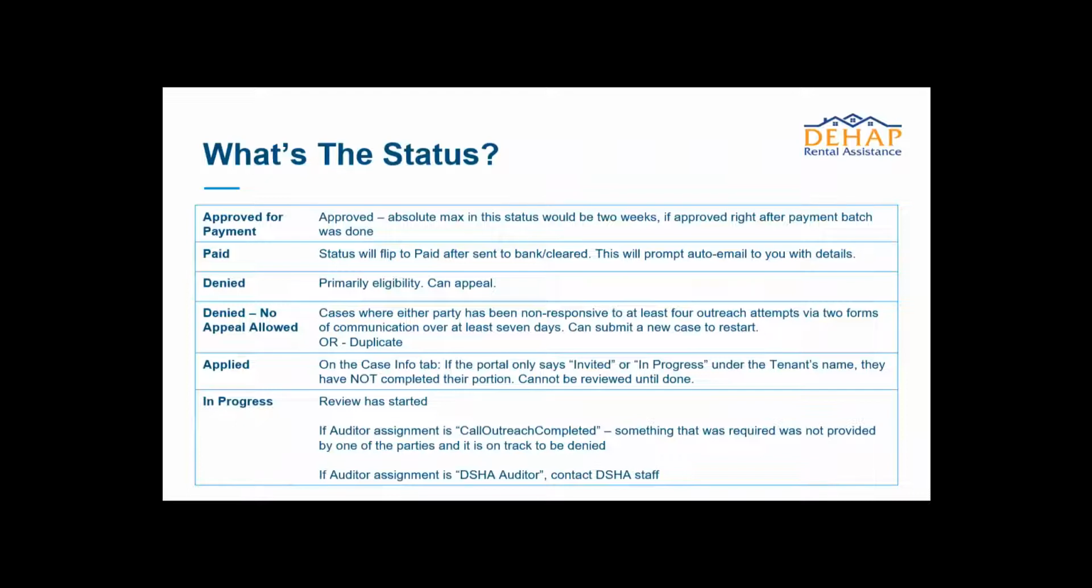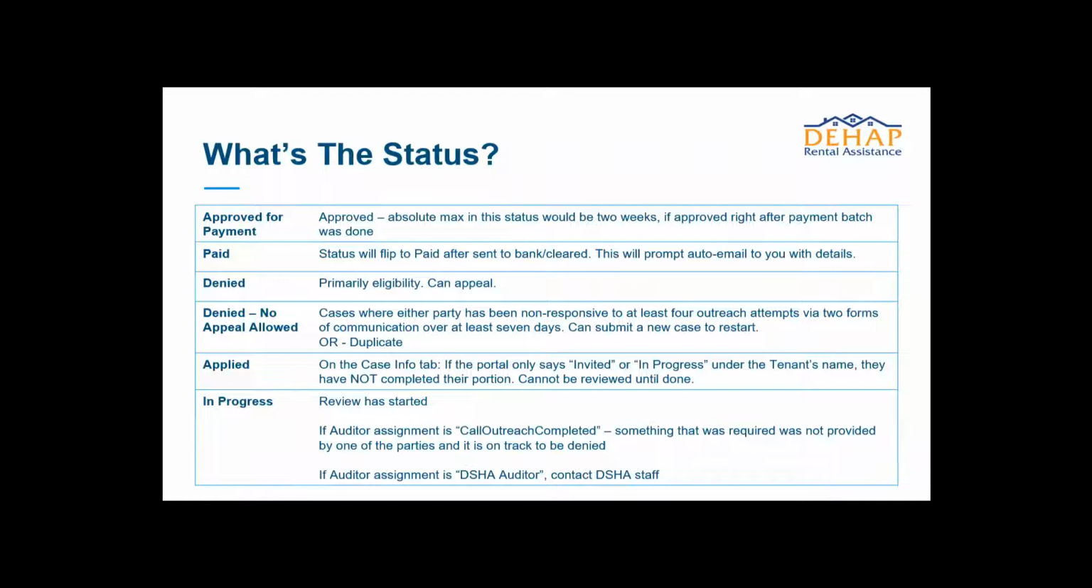An auditor can also assign it to call outreach completed, and that means that there's something that's required that we haven't gotten back yet. We're not denying the application yet, but it's just hanging out there until either the landlord or tenant responds to our communications regarding what is needed. That would be our call outreach completed.